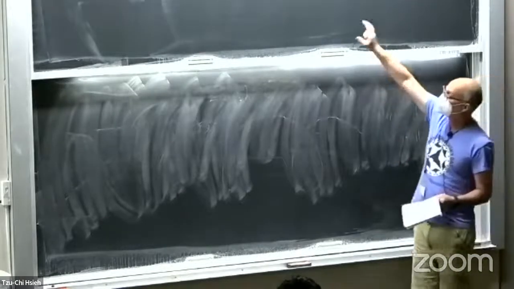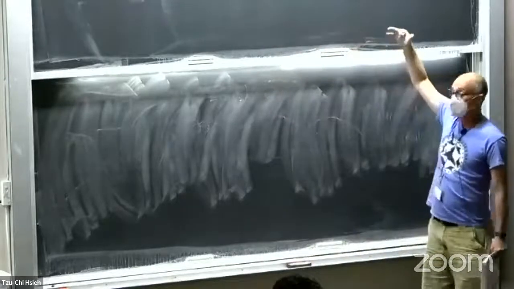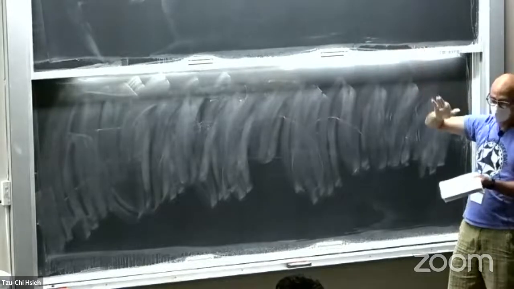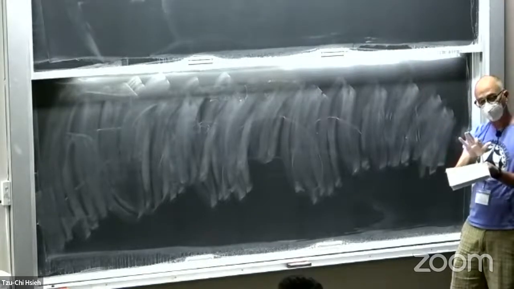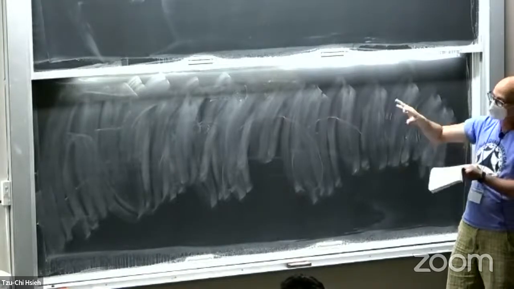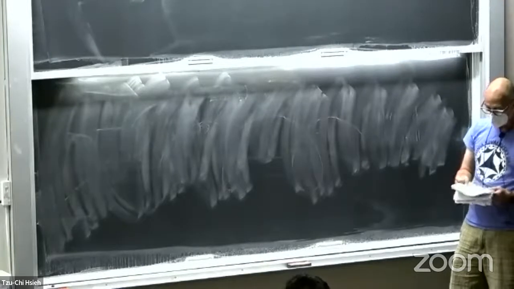Oh, by the way, I have one more. I say it here in the notes that there are lots of applications of this idea to swimmers near a wall. Swimmers near a wall tend to orient depending on whether they're pushers or pullers. I'm not going to work out all those things. You can look at our review article or Eric Lauga's book.